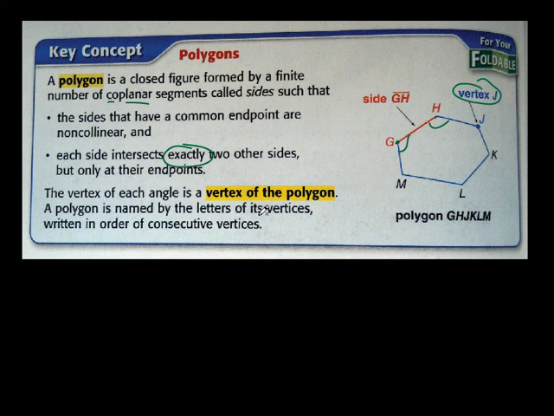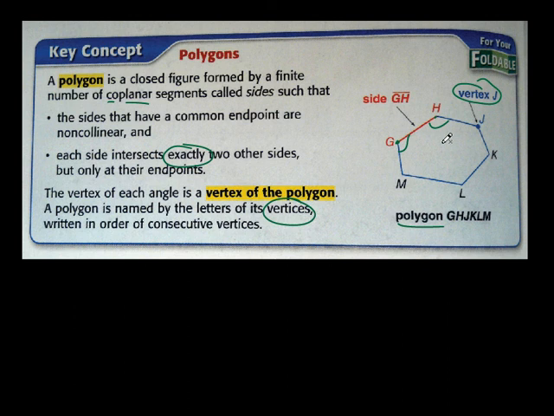It says a polygon is named by the letters of its vertices written in order of consecutive vertices, which means you don't skip around. The way they named it, they just write the word polygon, okay? There's no symbol or anything like that. You just write the word polygon, and then you start at any point. It doesn't matter what point you start at. They decided, okay, let's just start at G. And it actually doesn't matter which direction you go. You could start at G and go this way, but you have to go to consecutive vertices. Vertices is the plural of vertex, okay? So I have one vertex, but I have 2 vertices.